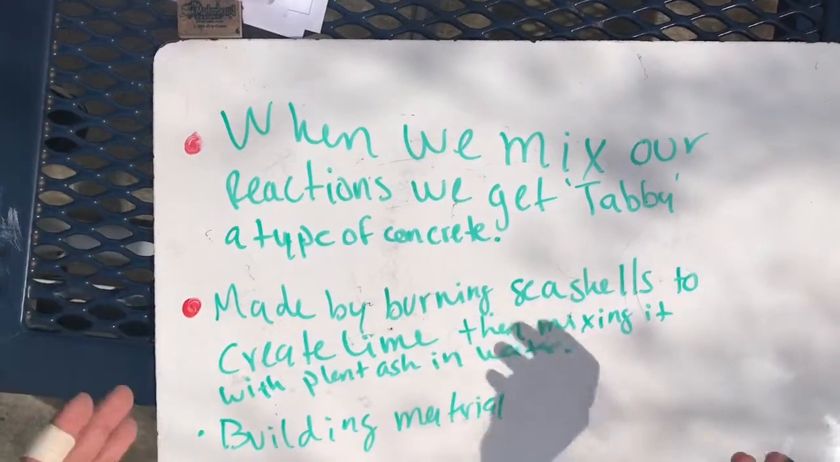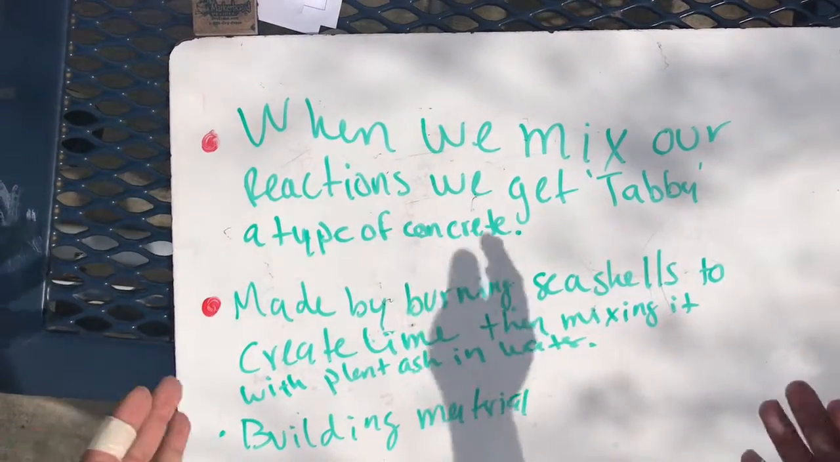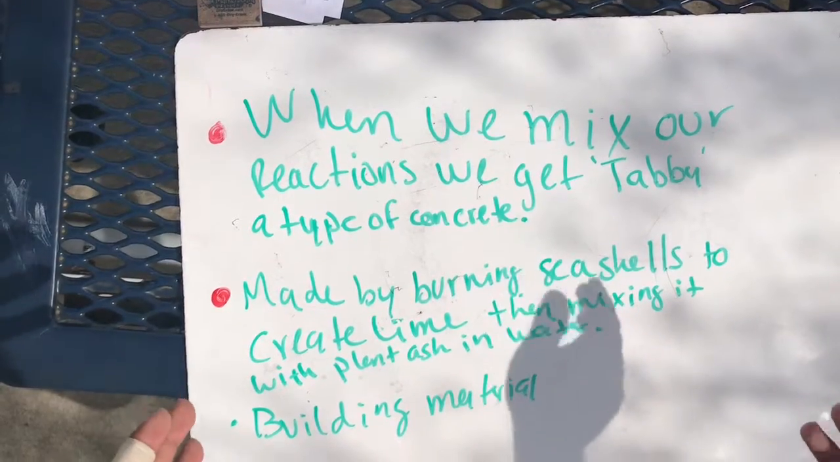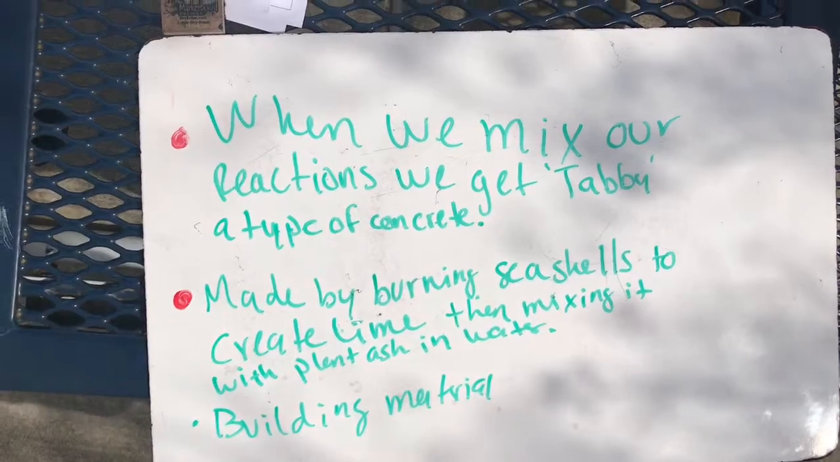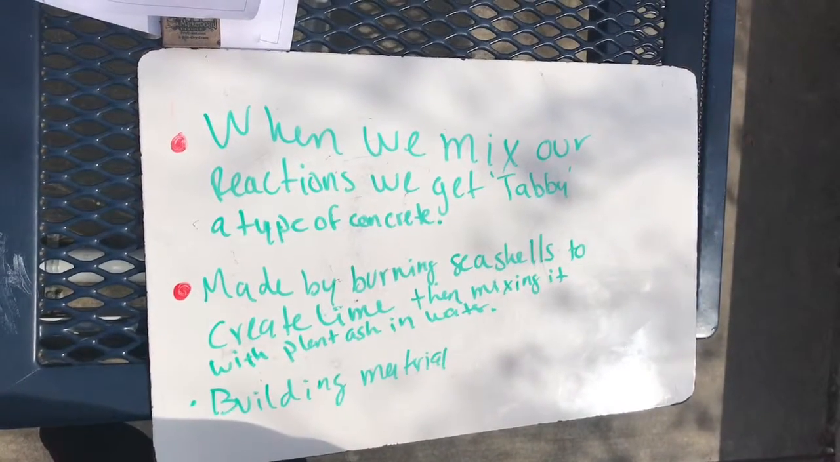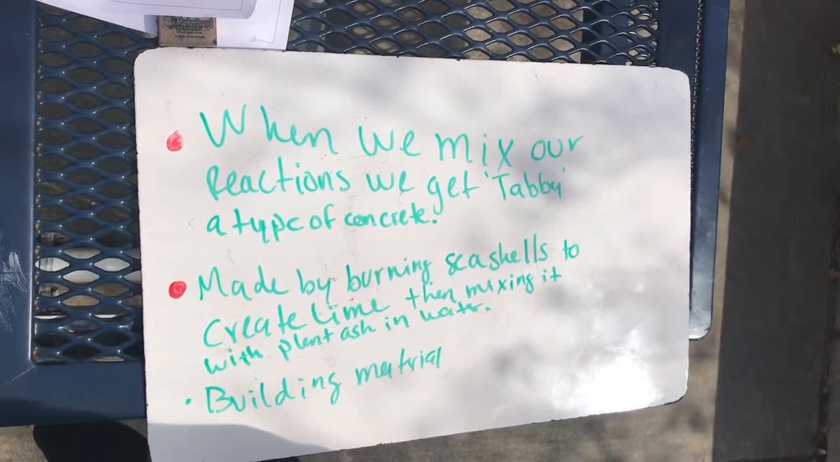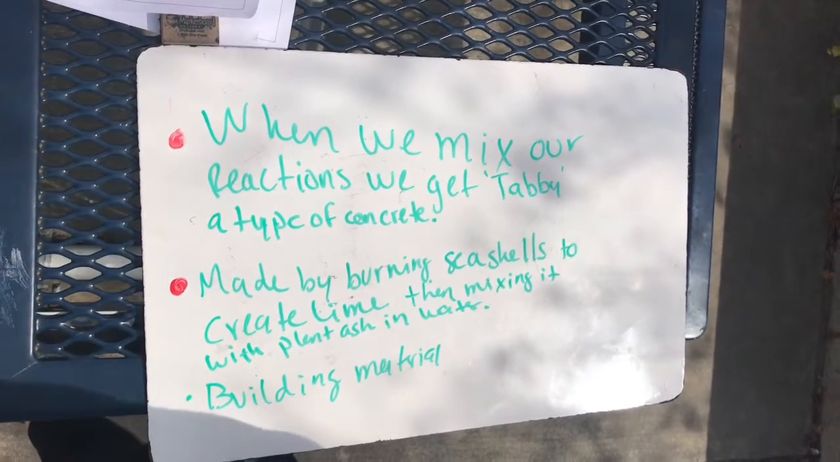So at the end, when we mix our reactants, we get tabby, and tabby is a type of concrete, and it's a building material. So tabby is made by burning seashells to create lime, then mixing it with plant ash and water.